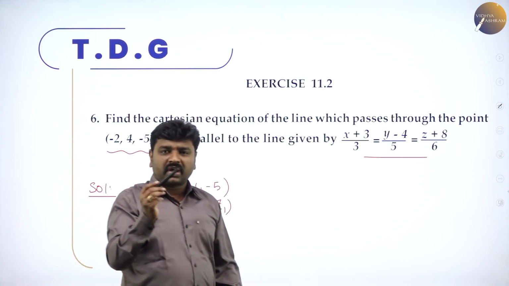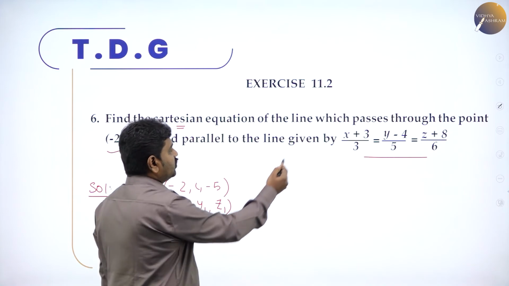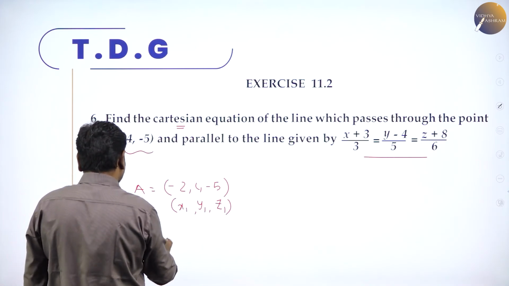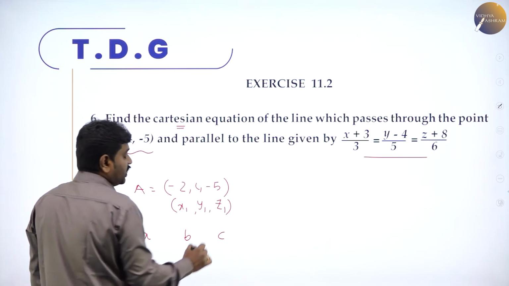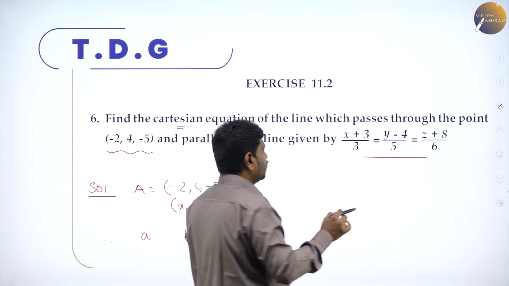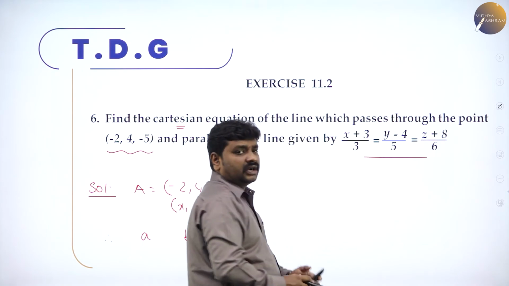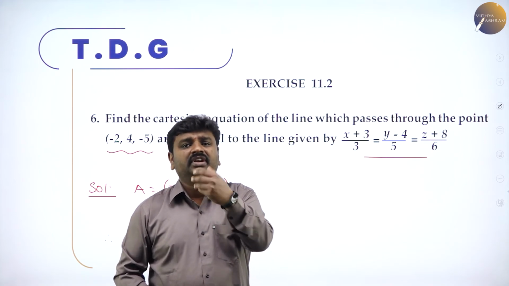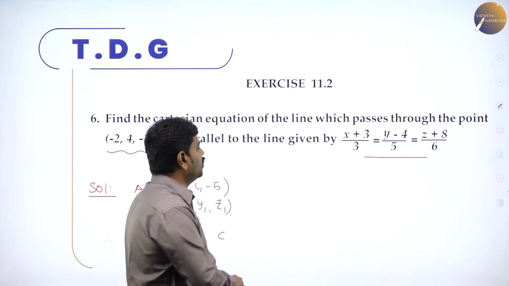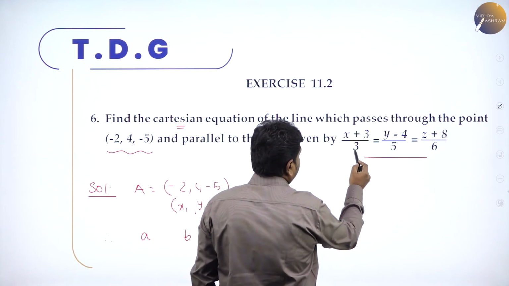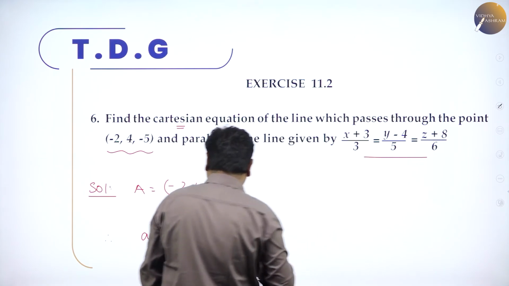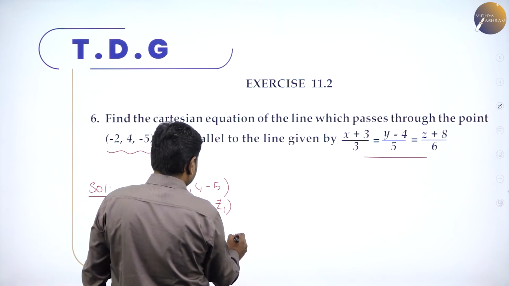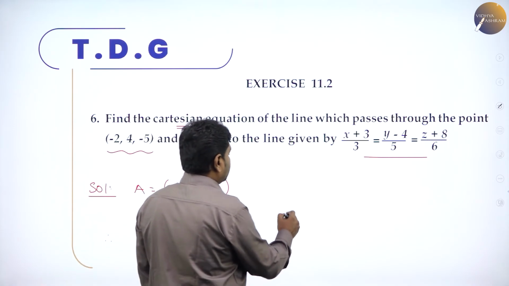If any line is parallel to the given line, then its direction ratios are the same, so you can write a, b, c as the direction ratios of the parallel vector. The difference between line and vector is that both are the same, but a vector has direction. So this is also a parallel vector or parallel line. So a is 3, b is 5, c is 6. Now you got this. Now we need the required equation of the line.